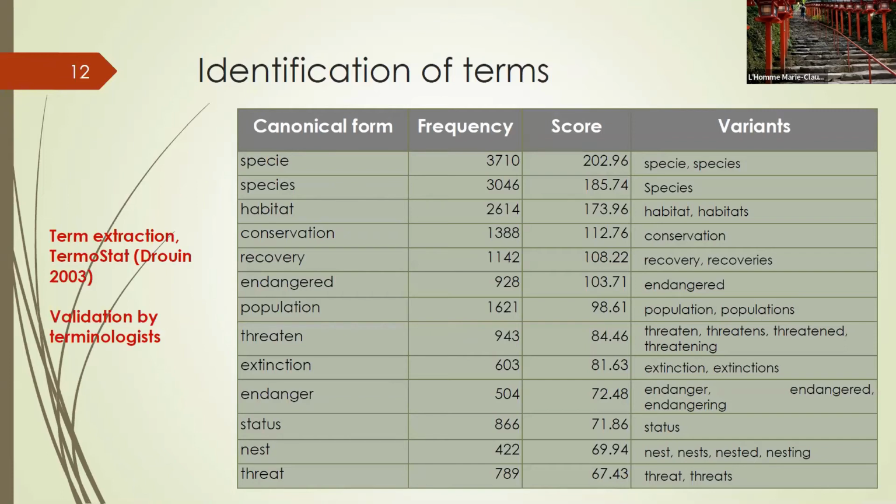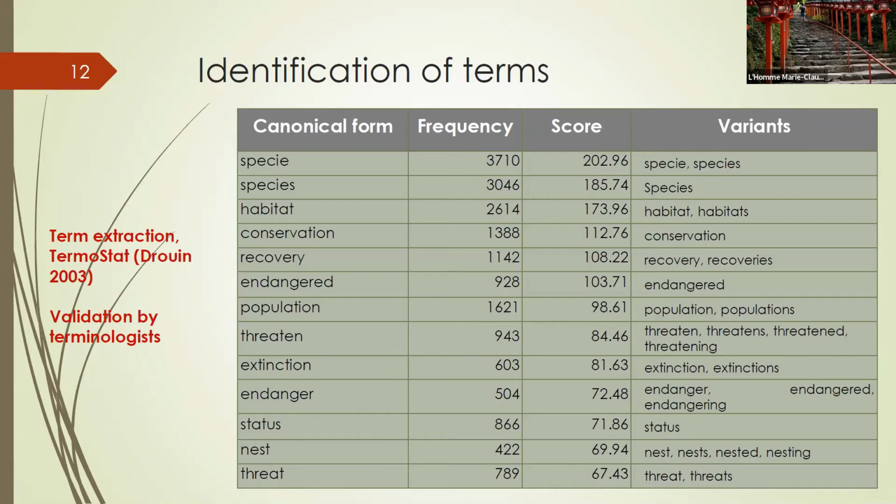So once we have this corpus, we will send it to a term extraction system called Thermostat that was developed by a colleague of mine. And the system compares our specialized corpus to a reference corpus, and it will rank lemmas according to specificity scores, which gives us a clue about the specific nature of the lemmas that are used in our specialized corpus.